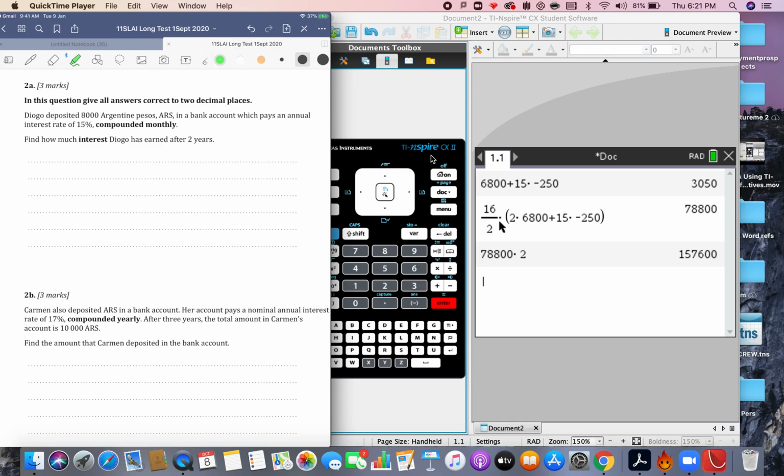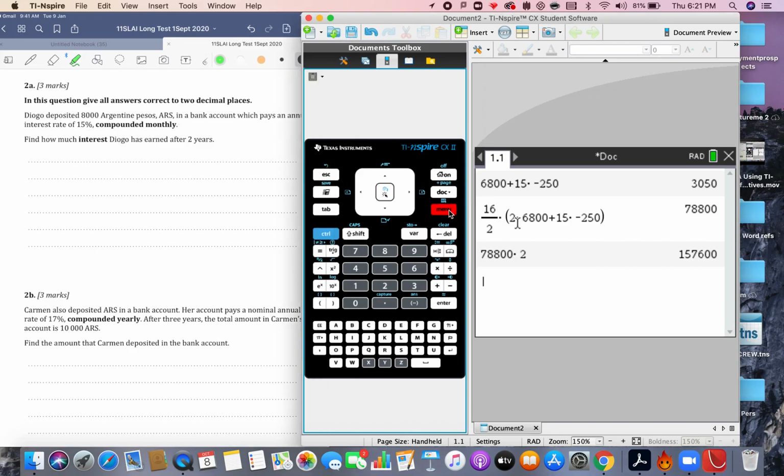Okay then, so this looks like some kind of cash thing going on. There's a deposit of 8,000. There's an interest rate 15% compounded monthly. And this is talking about how much interest Diogo has earned after 2 years. So this could be compound interest formula, but I'm actually going to go to the financial solver.